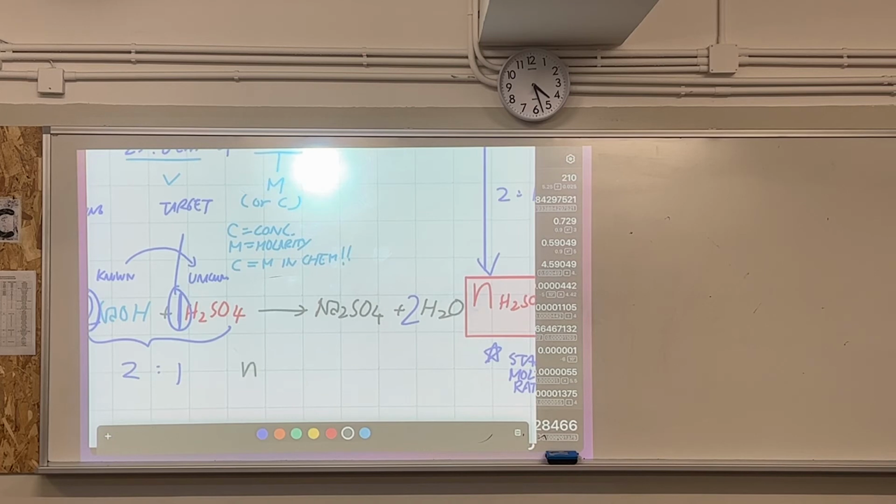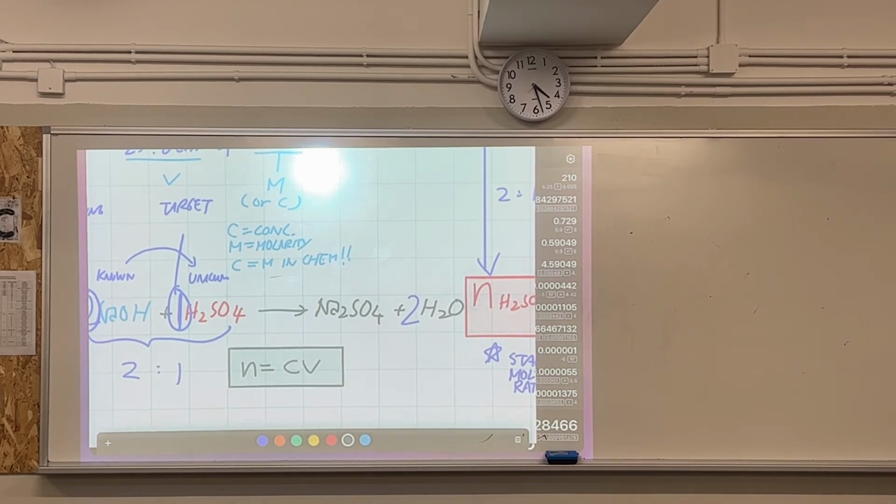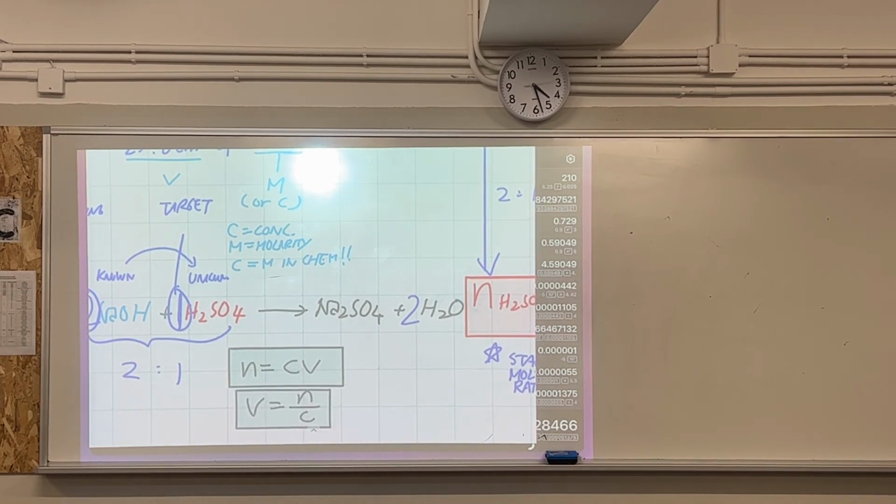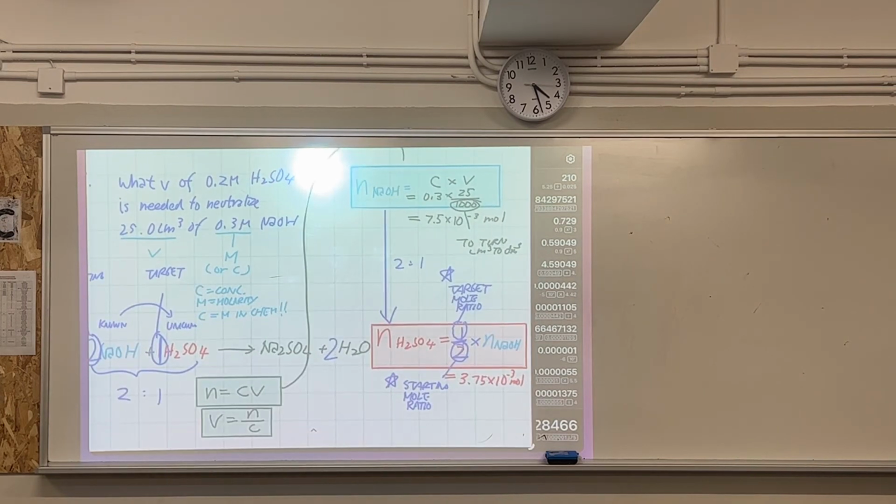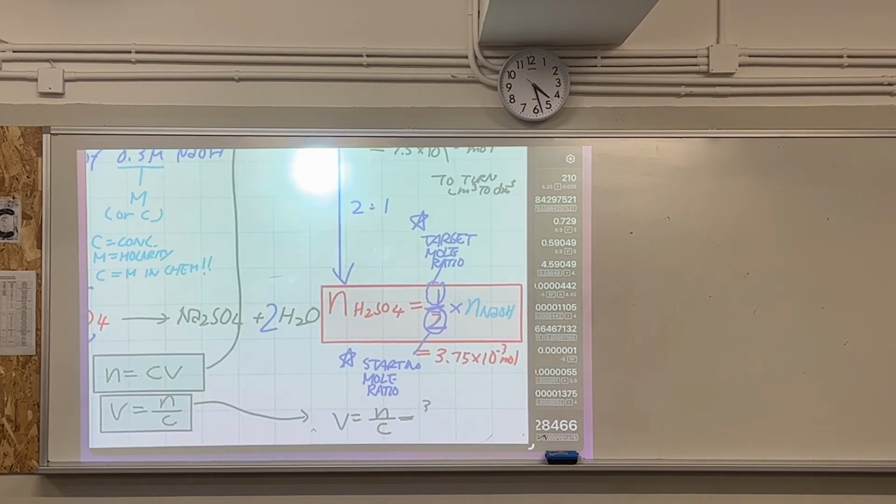So lastly, you can go down. You see this equation. You must know before tomorrow's test. I mean, you should have known before the previous test, not before tomorrow's test. So V is n over C. We will use that now. We use n equals CV here. We will now use V equals n over C here again, where we plug in 3.75 times 10 to the power negative 3. What's the concentration?